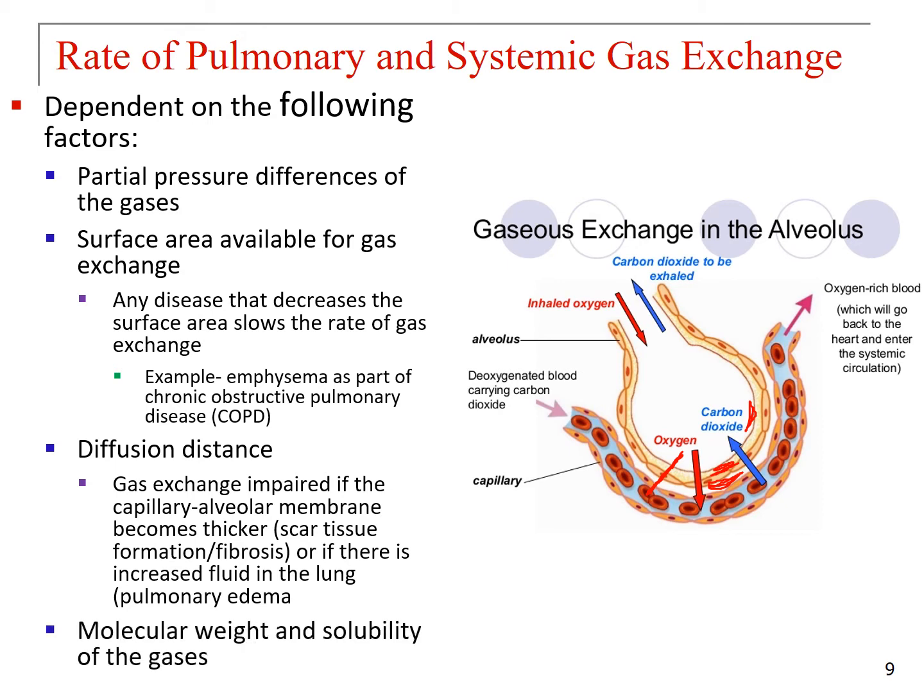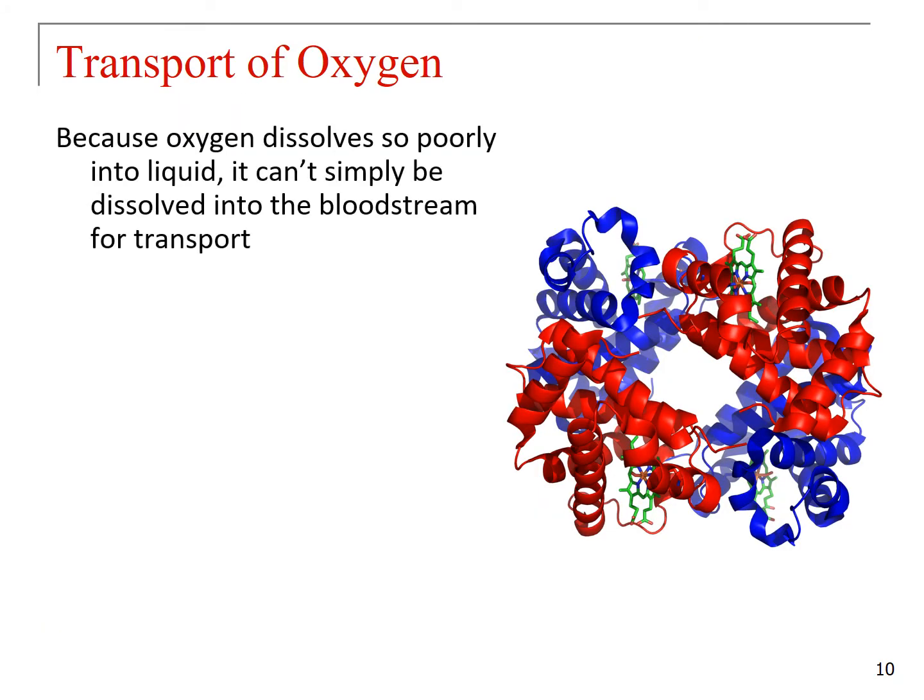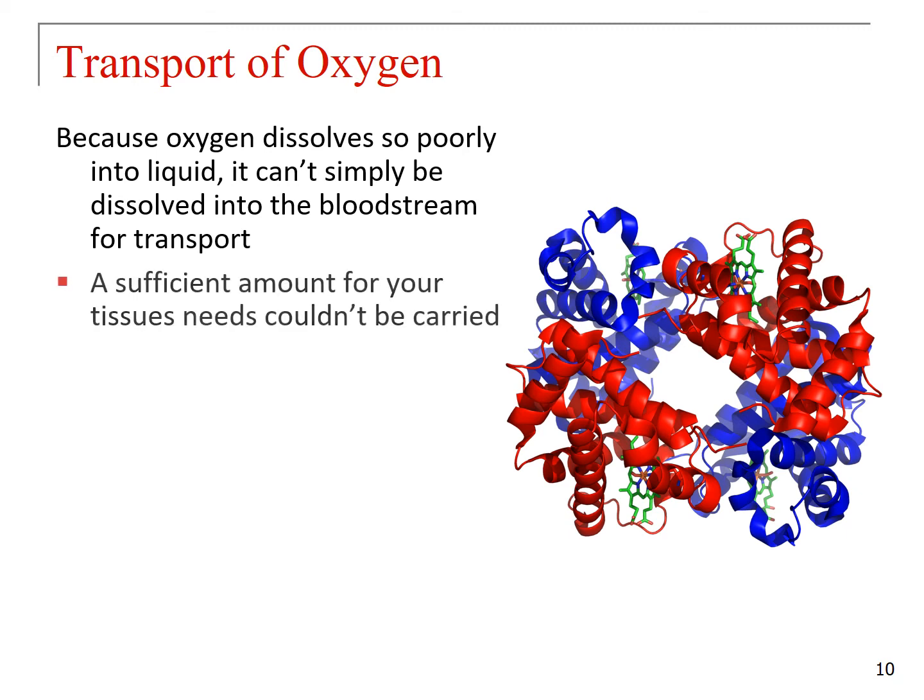Now, the molecular weight and the solubility of the gases plays a role as well. Oxygen does weigh a little bit less than CO2, so if they had the same solubility, then oxygen would probably diffuse faster because it's a little bit smaller. But the solubility overrides that, and it means that oxygen moves much more slowly into liquid and through liquid than CO2 does. Because oxygen dissolves really poorly into liquid, you can't just dissolve it straight into the bloodstream for transport, because a sufficient amount for your tissue needs simply could not be carried.